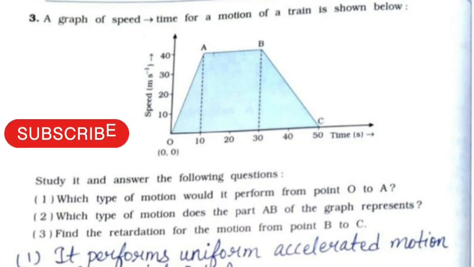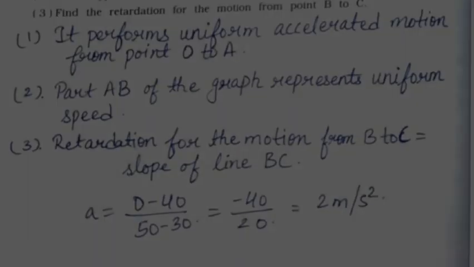Third one, a graph of speed time for a motion of a train is shown below. Study it and answer the following questions. For that, first question is, which type of motion would it perform from point O to A? Second, which type of motion does the part AB of the graph represent? And third, find the retardation for the motion from point B to C.